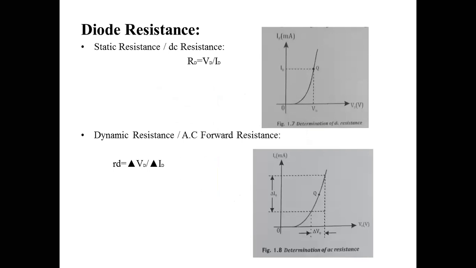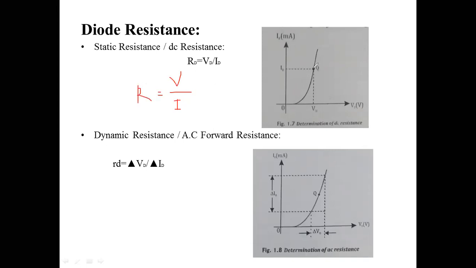There are two types of resistance in a diode: static resistance, or DC resistance, and the other is dynamic resistance, or AC forward resistance. Static or DC resistance, in the case of forward bias, is on the forward characteristic of the diode. If you take one point on this forward bias characteristic, what is the resistance actually? By Ohm's law, resistance is V by I.